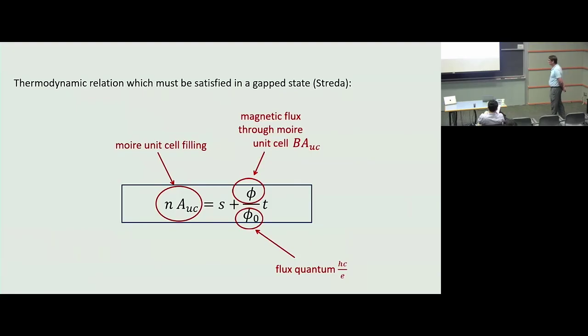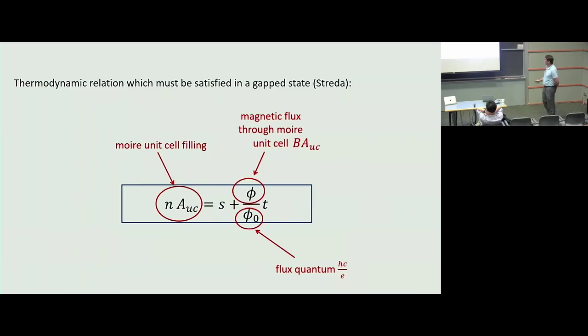If we have a plot of a gap in the density versus magnetic field plane, the intercept in the limit of vanishing magnetic field will give us this number S, and then the slope is set by this T. These are rational numbers, and I will be referring to them throughout this talk.